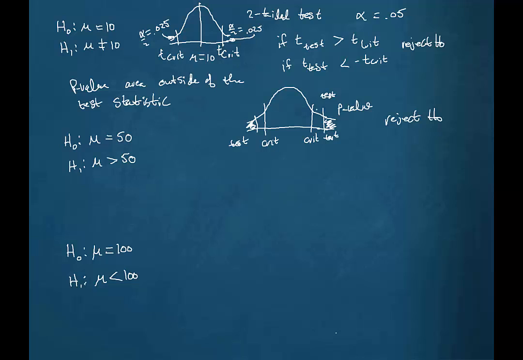Alpha is the area outside of the critical value. So if I land out here, then this p-value is going to have to be less than the area outside of the critical value. So whenever we reject the null hypothesis, something else that would happen is that the p-value would be less than alpha. Let's look at another example. Let's look at this one here where the hypothesized mean is 50.